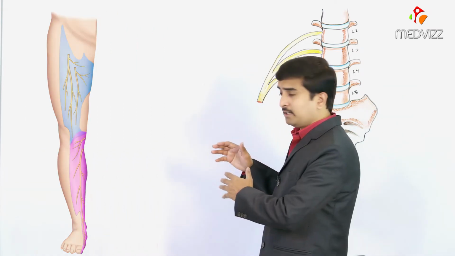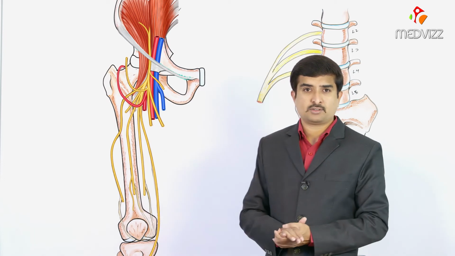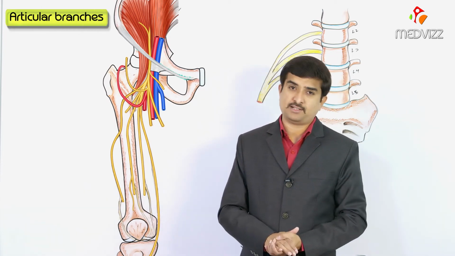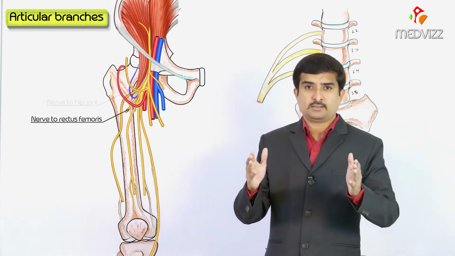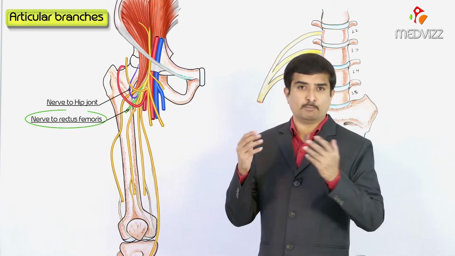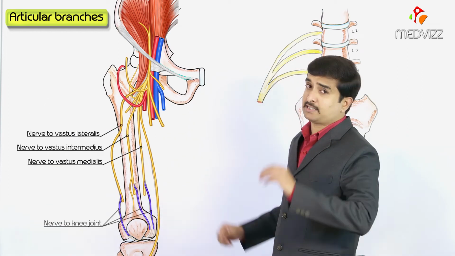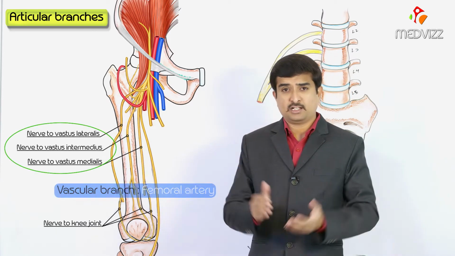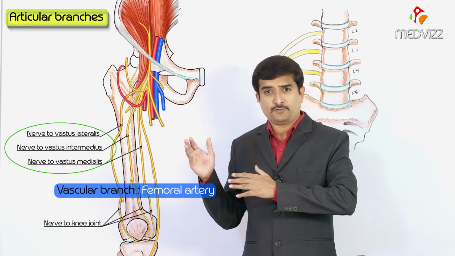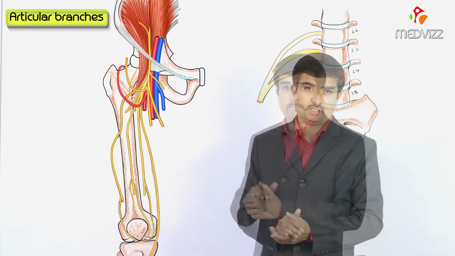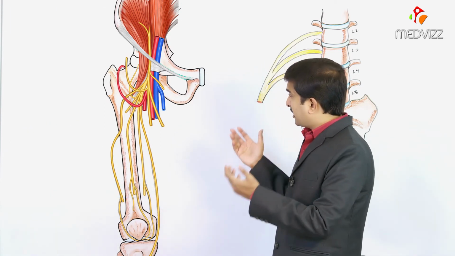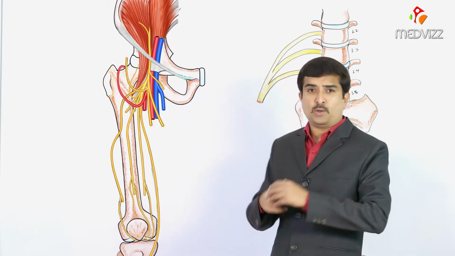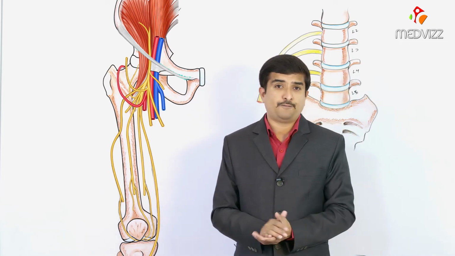So after discussing motor as well as sensory branches, next are the articular branches. Hip joint is supplied by the nerve to rectus femoris, and knee joint is supplied by the nerve to the 3 vasti, and the vascular branch is mainly given off to the femoral artery. By this we completed the sensory, motor, articular as well as vascular supply of the femoral nerve.